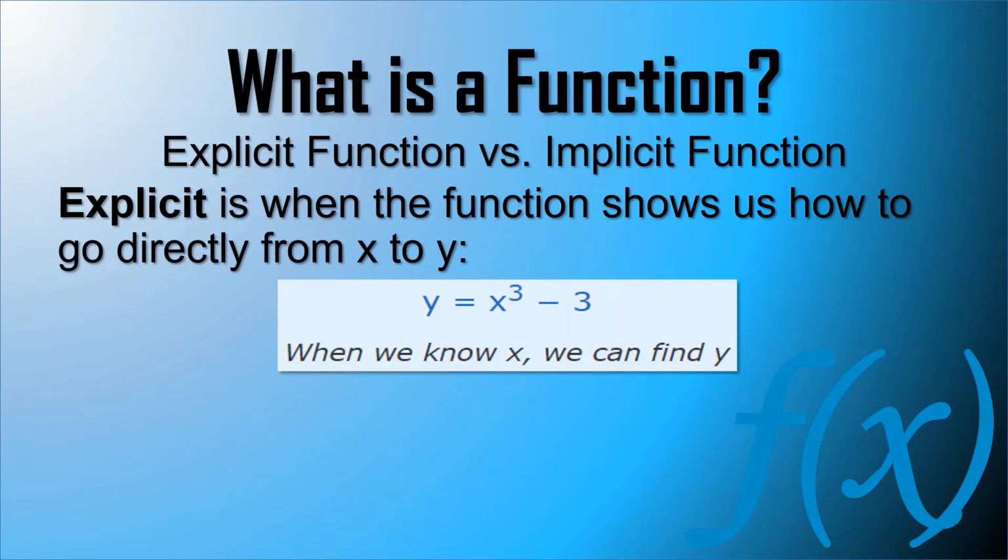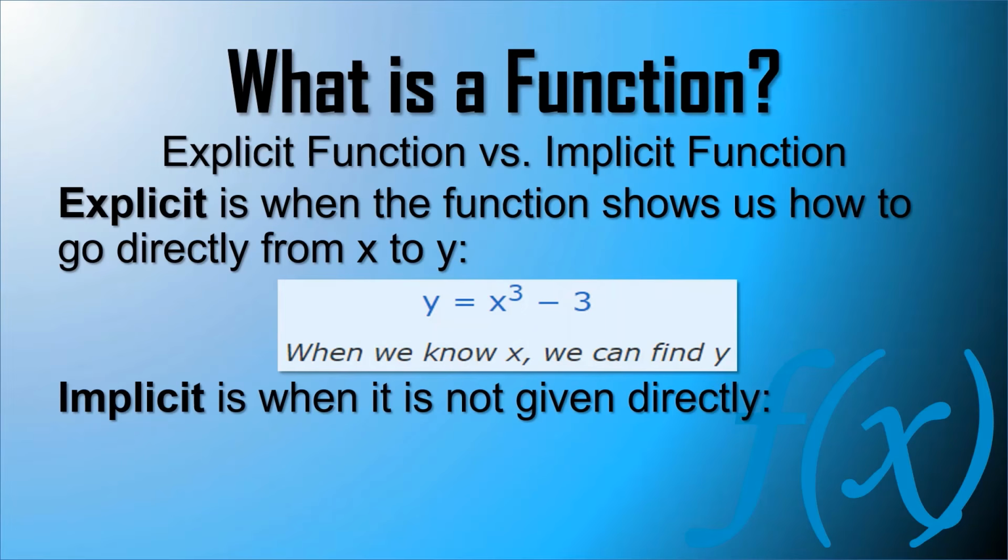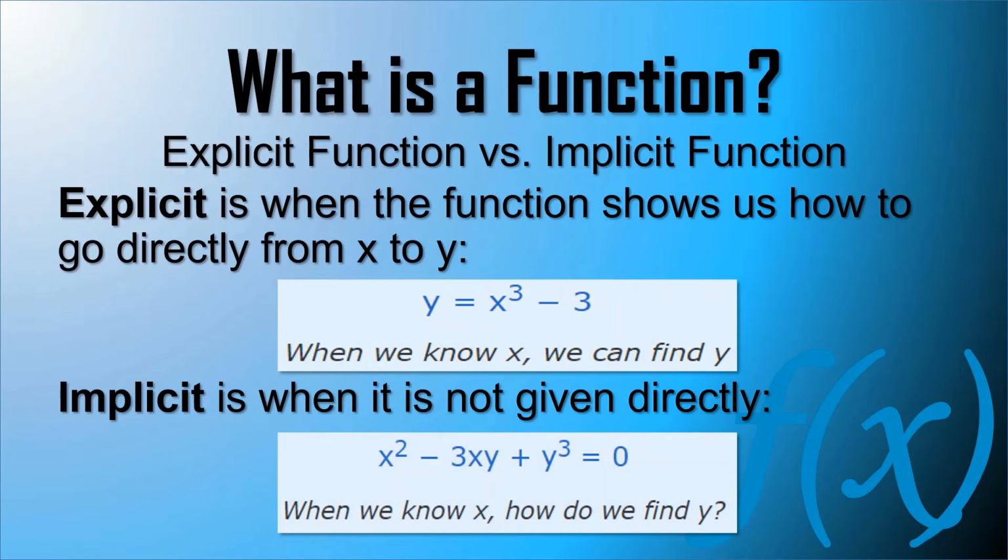Isi-simplify lang natin yung equation. Sa implicit naman, it is when it is not given directly. For example, x squared minus 3xy plus y cubed is equal to 0. When we know x, how do we find y? So, mahabang proseso pa siya.